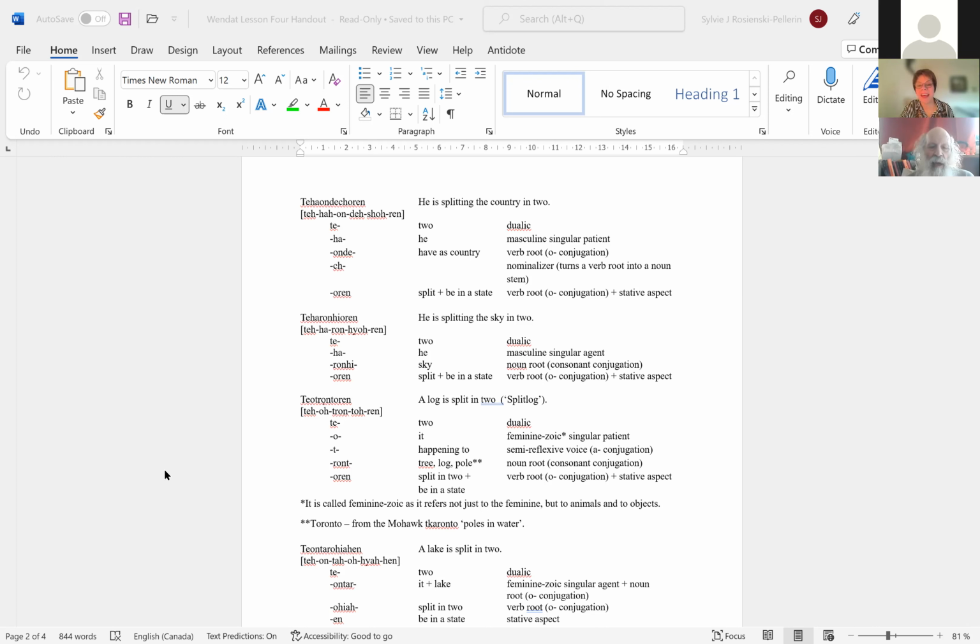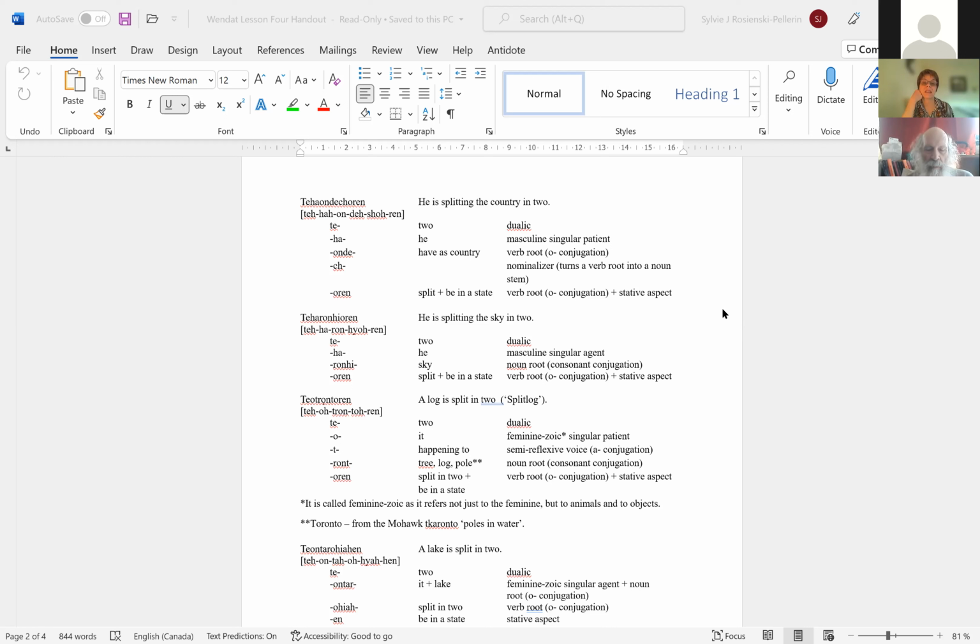Okay, now, he is splitting the country in two. Obviously, whoever had that name was powerful. That's a powerful name. Splitting the country in two. Again, it begins with te. Again, there's the ha, masculine. This time, though, it's the masculine singular patient, even though it takes the same form, because the conjugation starts with o. Onde means to have as country.